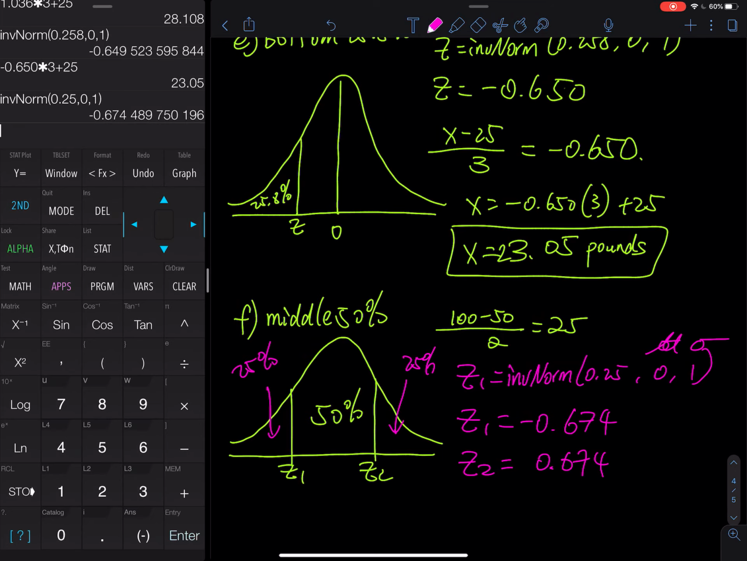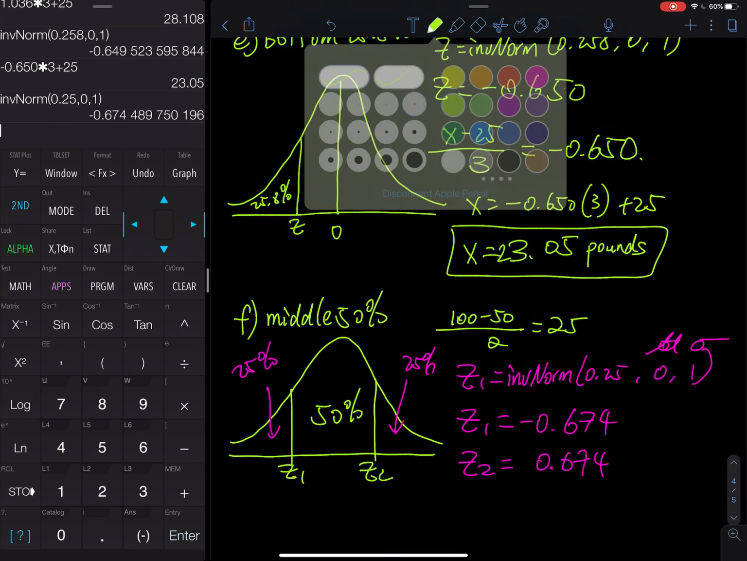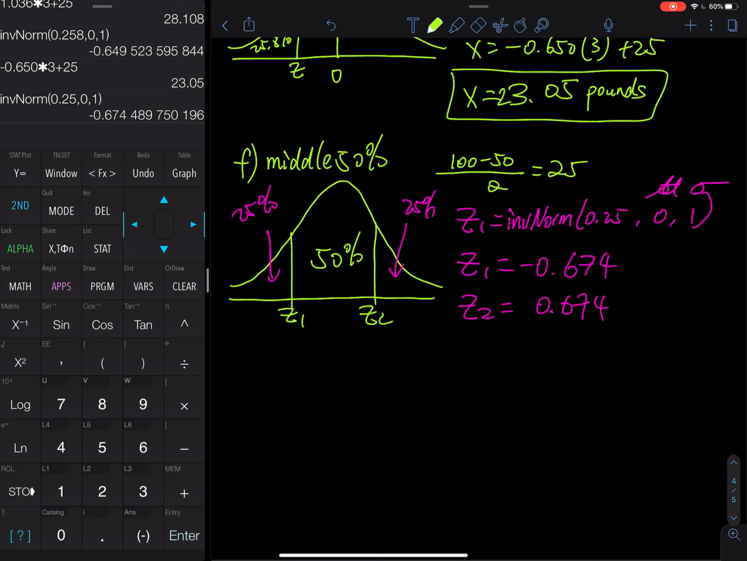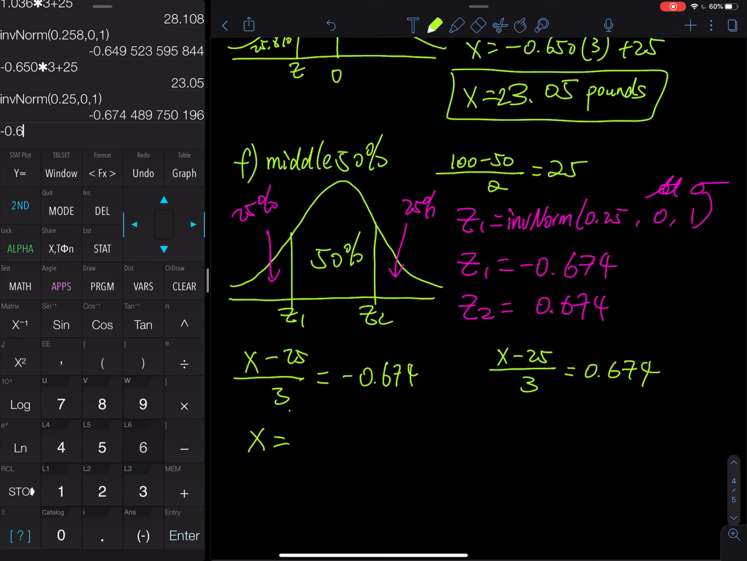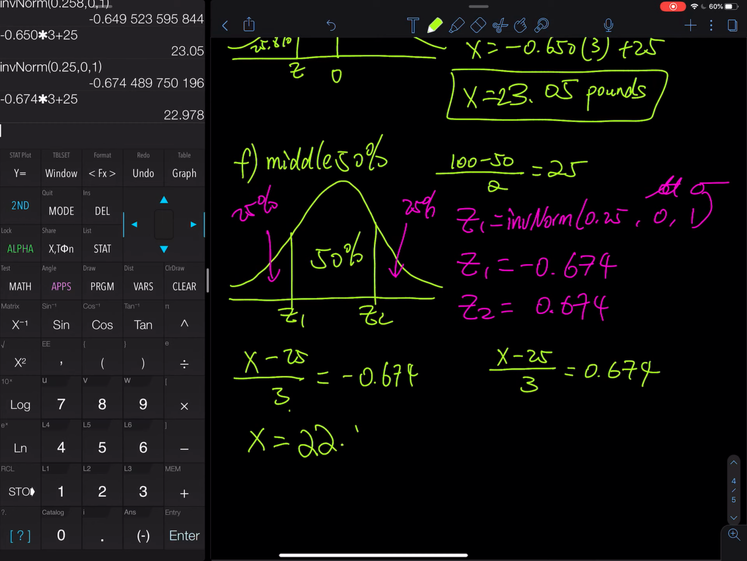All right, one last step. Let's return to the graph. So on the left side, I have x minus 25 divided by 3 equals negative 0.674. On the right-hand side, I have x minus 25 divided by 3 equals positive 0.674. So this one, you take the z, multiply the denominator, and then add the 25 to it, right? I will just type that on my calculator. Negative 0.674 times 3 and then plus 25. So you get an answer right here. So that is 22.978 pounds.